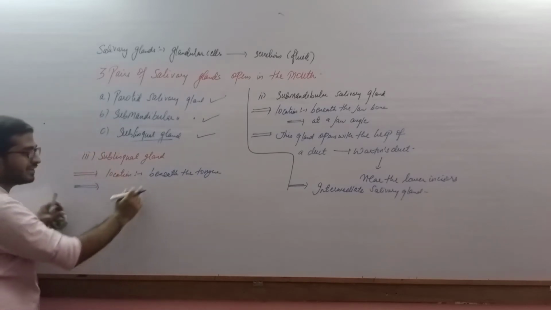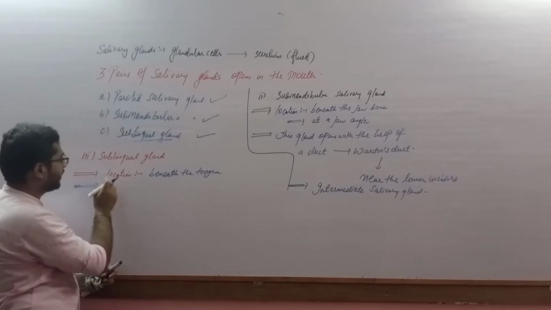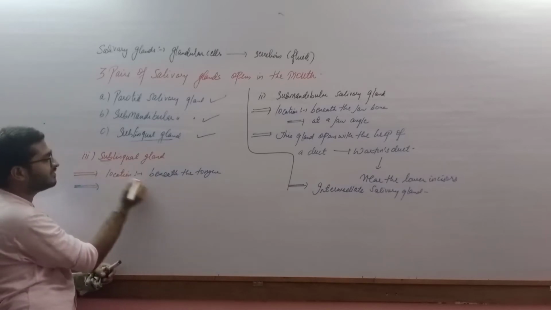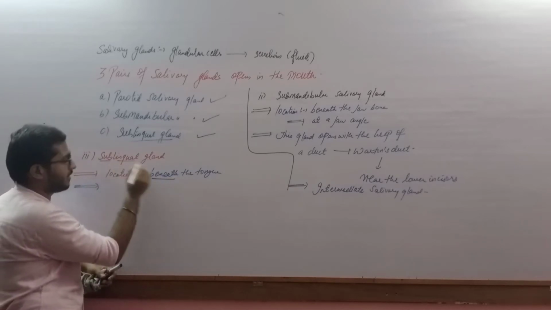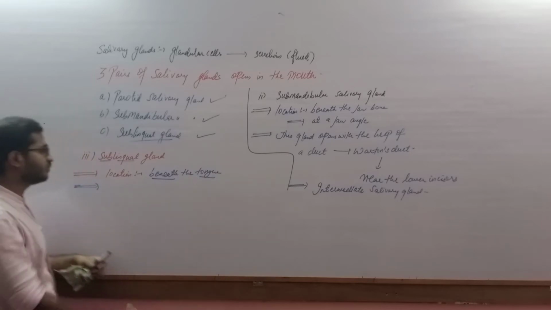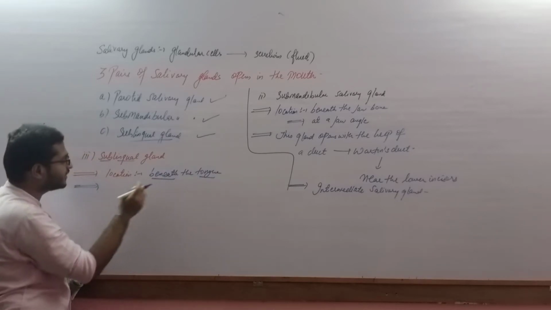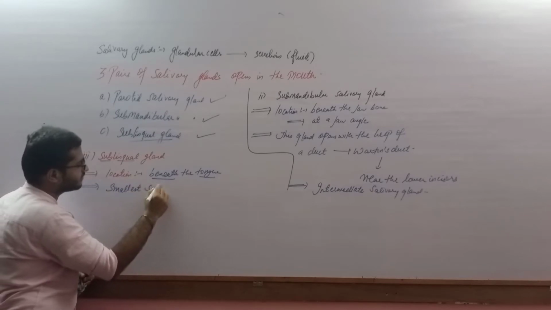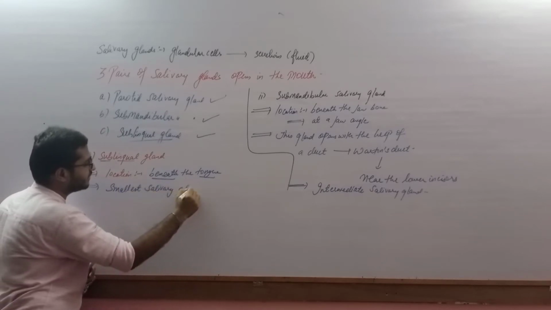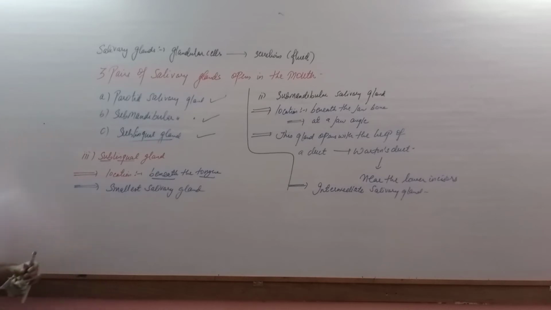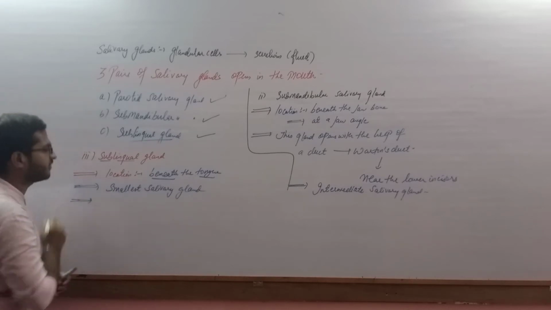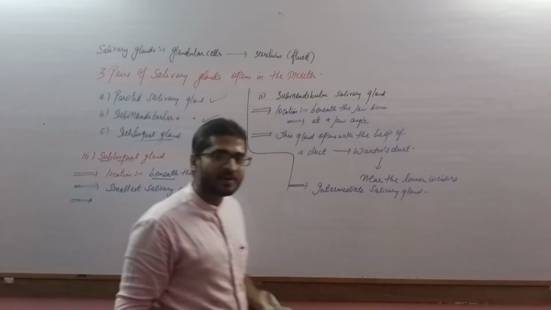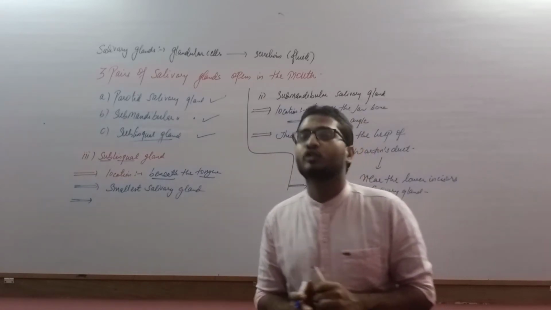So location wise, it is located beneath the tongue. Why beneath the tongue? Because sub means beneath, that is below, and lingua or lingual means tongue. So it is located beneath the tongue, and it is the smallest salivary gland. Of course, where does this gland open? This gland opens beneath the tongue only.